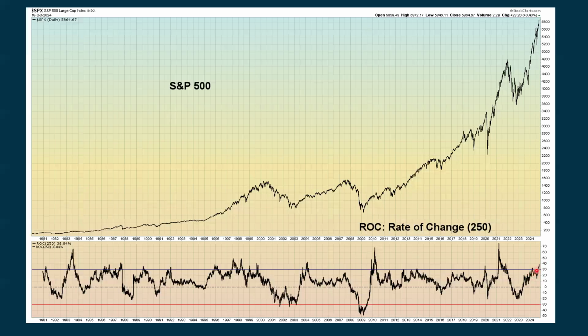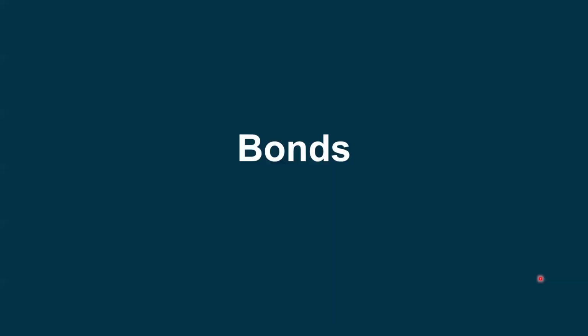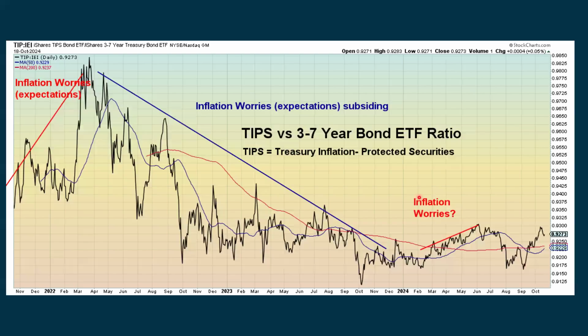Also, we're getting above this blue line here, which sometimes can be a concern, but we can go well above that at times as well. But for right now, this is looking really positive. Keeping an eye on bonds, we look at TIPS, which are Treasury inflation protected securities, and we take a ratio of 3 to 7 year bonds.